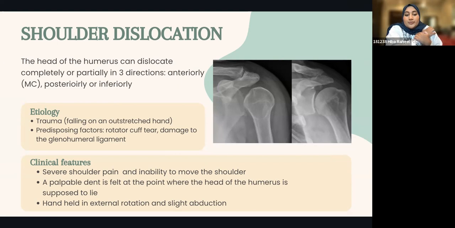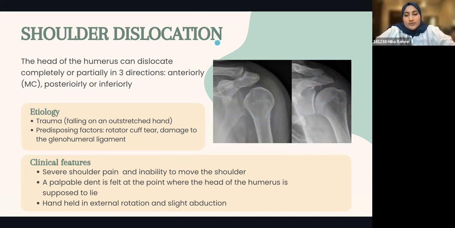And then the hand would be held in external rotation and slight abduction. So they do this to sort of keep the arm in place because they can't support their arm. And so this is the dislocation. So normally the head is supposed to be within the glenoid cavity, and so it would be displaced, it would be removed. This is also slight dislocation.